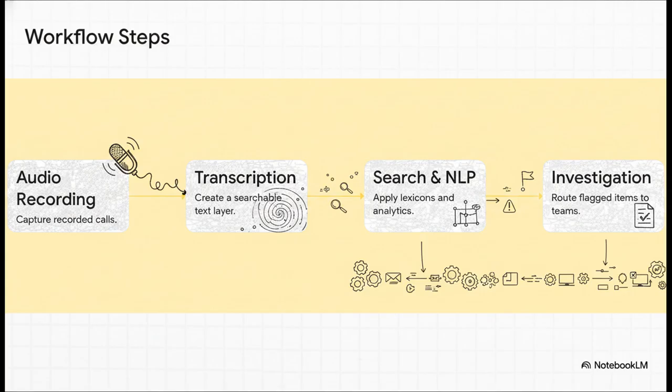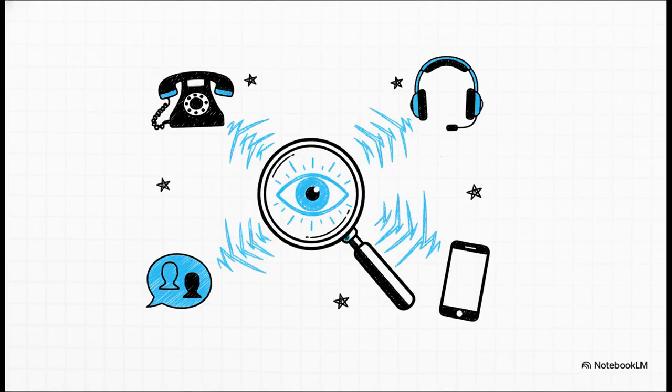Step 3, once you have that text layer, firms can apply lexicons, complex surveillance rules, and natural language processing to actively search and score the data. And then finally, Step 4, only the highly scored or flagged items actually get routed to human compliance teams for manual investigation. So where is this workflow practically applied? Well, firms have to actively monitor a whole array of sources. We're talking trader calls, sales calls, client interactions, even internal voice communications. By applying that upstream transcription workflow to these specific sources, institutions can actively scan the horizon for signs of market abuse, mis-selling, and internal policy breaches.